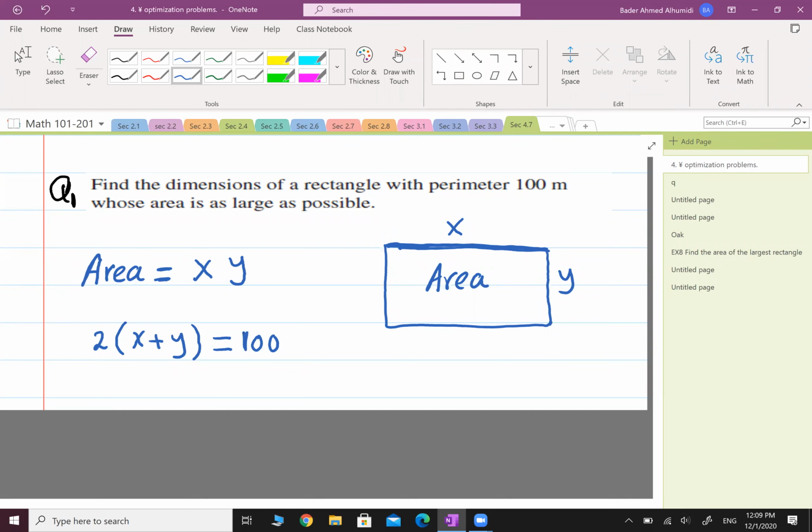I need now to rewrite the area in terms of one variable, and that's exactly what I will do. Notice from this second equation, this implies x plus y is equal to what? Is equal to 50, isn't it? And this implies y equals how much? 50 minus x. Of course I will write here x and y are greater than 0. We could say greater than or equal to 0. It's okay, no problem.